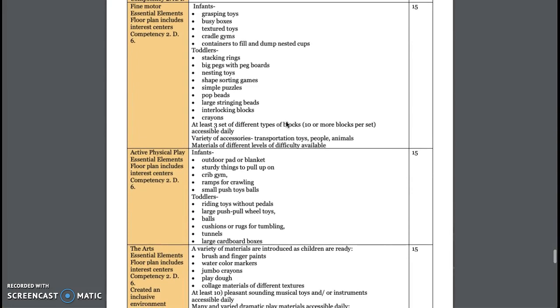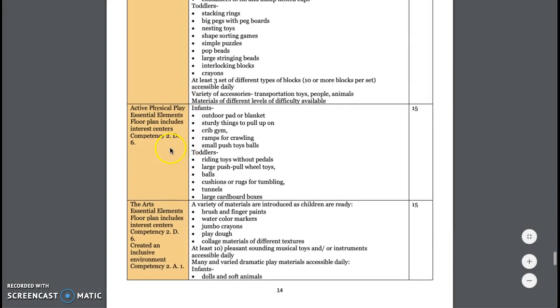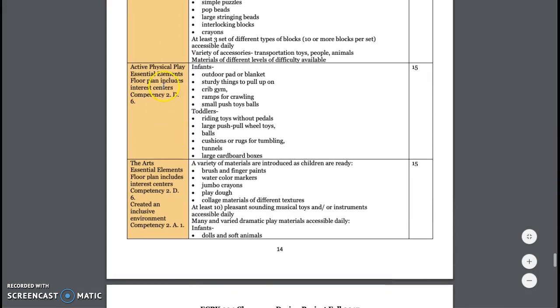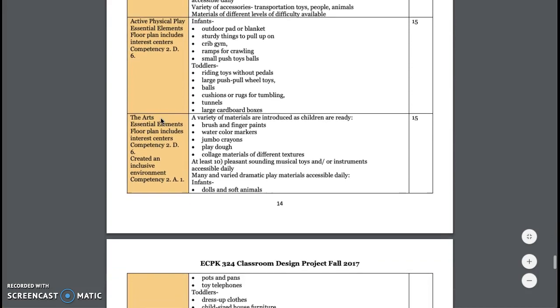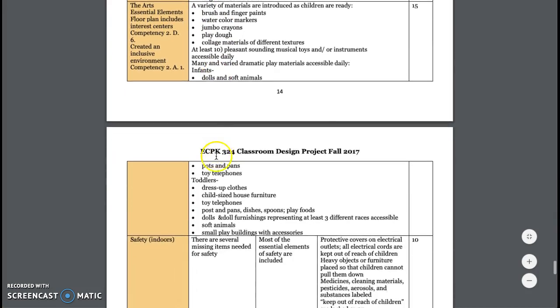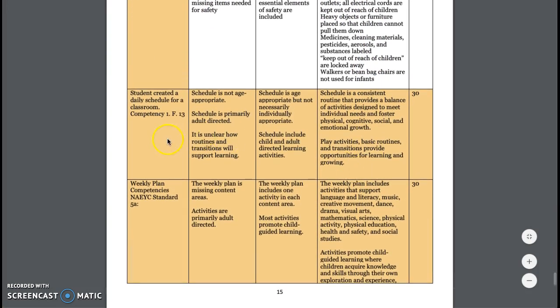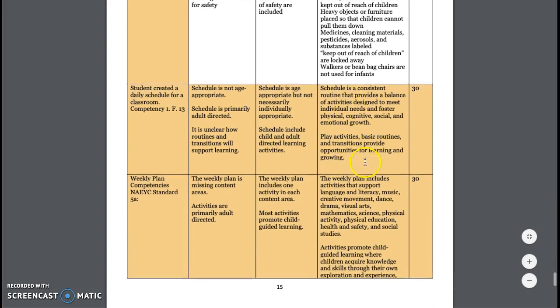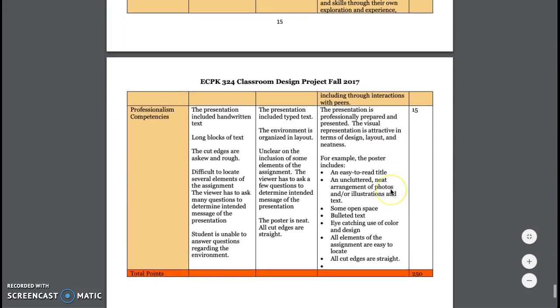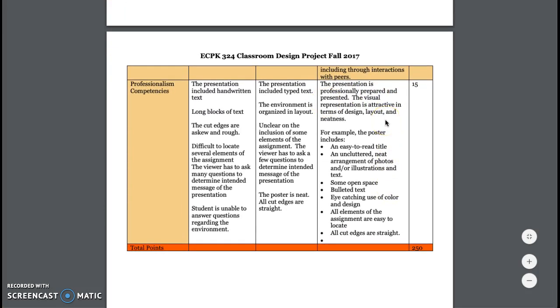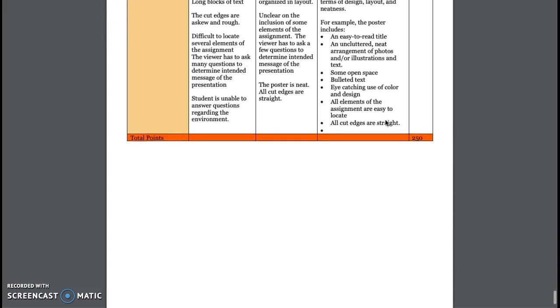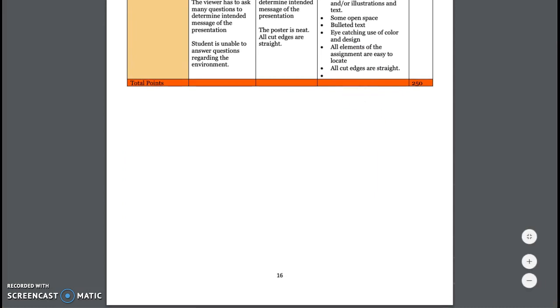Here's a list of things I'm looking for in your presentation and on your drafts to include in the fine motor area, and whatever you call that, please be creative. Active physical play needs to include these things. Arts should include this. Safety, you need to consider that as well. When I'm looking at the schedule, here's what I'm looking for. Weekly plan should include this. And the presentation, I'm looking for your oral presentation as well as how well you put together the poster. So that's the assignment in a nutshell.